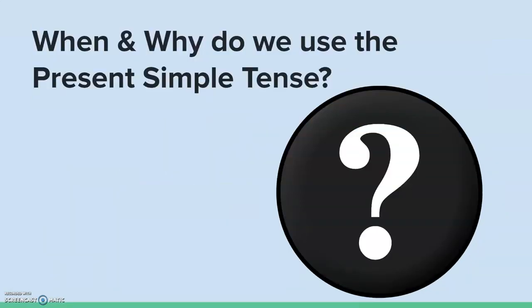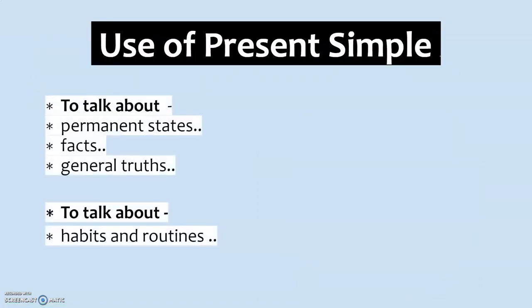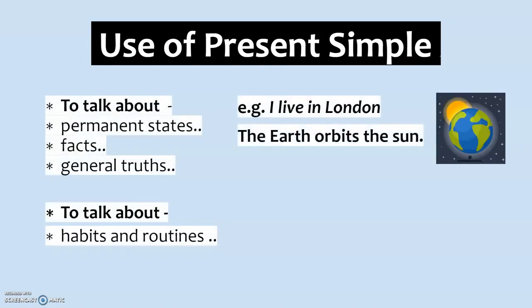When and why do we use the present simple tense? Well, we use the present simple tense to talk about things that don't change. Permanent states, facts, general truths. We also use it to talk about habits and routines. So for example, I live in London. The Earth orbits the Sun. Okay, these are facts, they're true, they're things that are not changing.